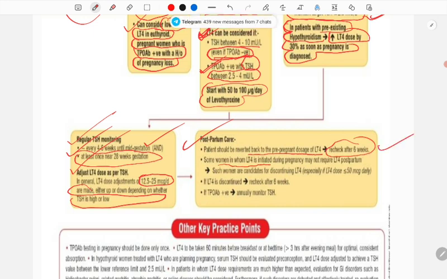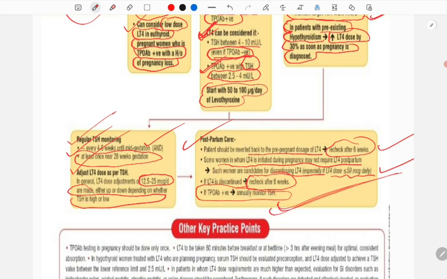Some women in whom levothyroxine is initiated during pregnancy may not require levothyroxine postpartum. Such women are candidates for discontinuing levothyroxine, especially if the dose is less than 50 microgram daily. If they were diagnosed during the pregnancy and have been taking less than 50 microgram daily, then you can directly stop the drug. Okay, they may not require it in the postpartum period. So you have to recheck after 4 to 6 weeks, and if anti-TPO antibody is positive, you have to monitor TSH level annually.